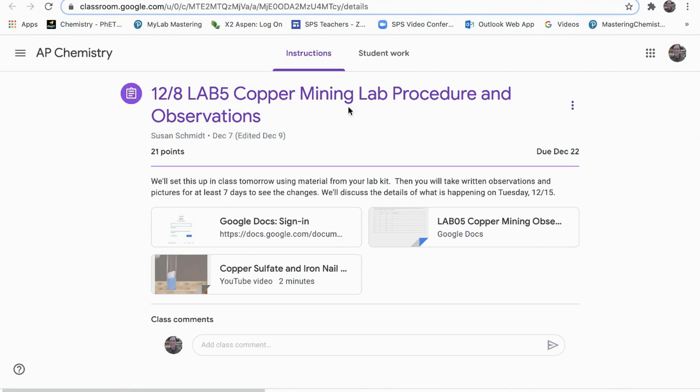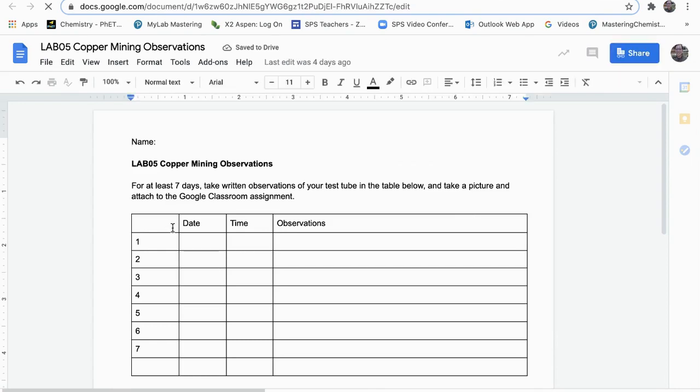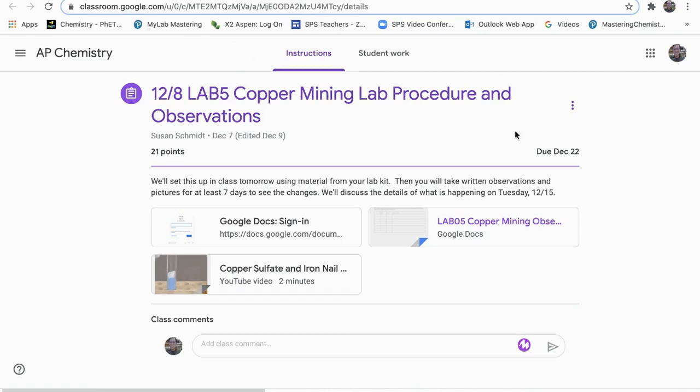So the copper mining lab procedure and observations. This assignment looks like this. And if you take a look here, you'll need to take a picture and attach it to that assignment right there. But you also put in the date and the time and take some written observations for each day that you take a picture. And then this assignment is due on December 22nd. So between now and then, take 7 days of observations, attach the pictures, and fill in your observation sheet.